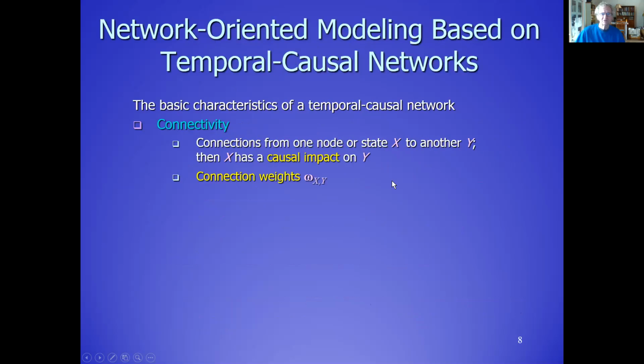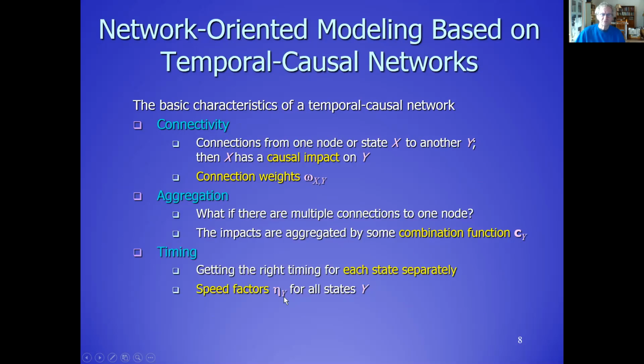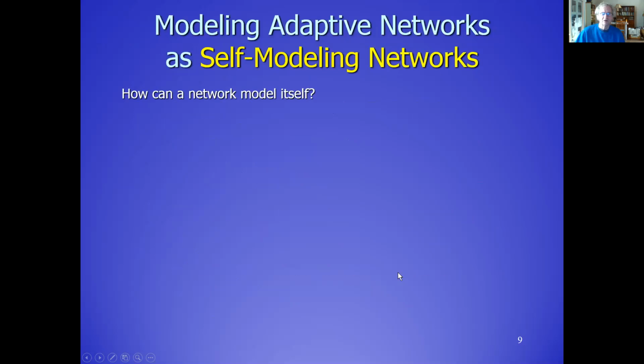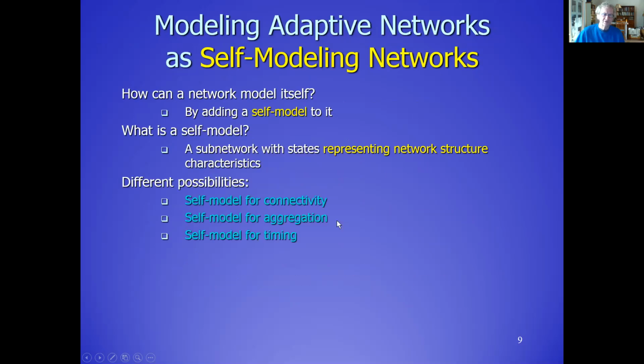So the general setup is that we have a specification of a network by connection weights, combination functions for the aggregation, and by speed factors to have timing that is not necessarily synchronous. So how can a network model itself? Well, it's like this. You just add a self-model to it, and that's a subnetwork with states that represent network structure characteristics. And we have, for example, the following possibilities.